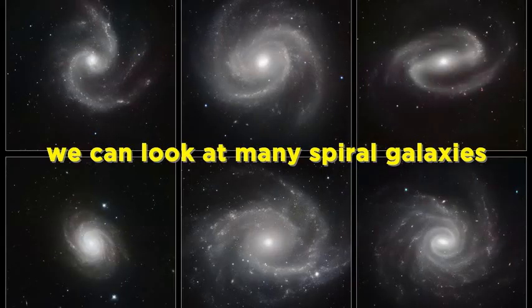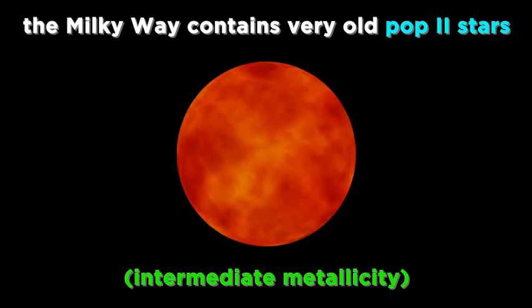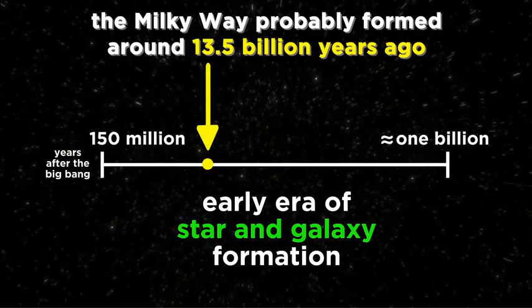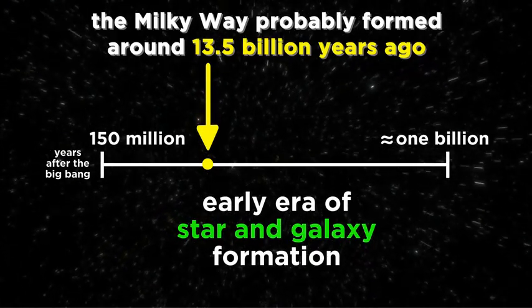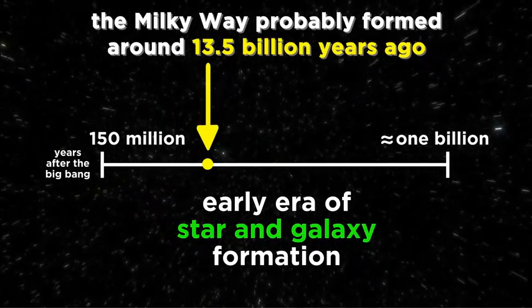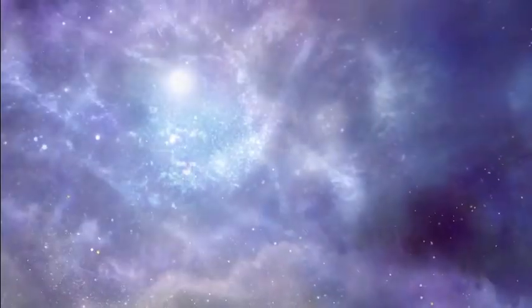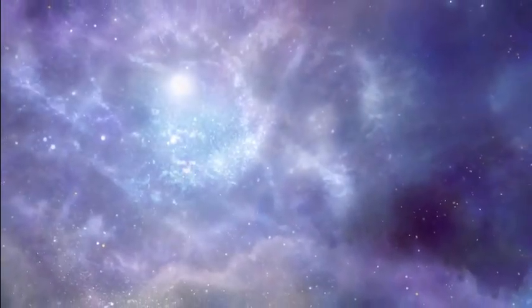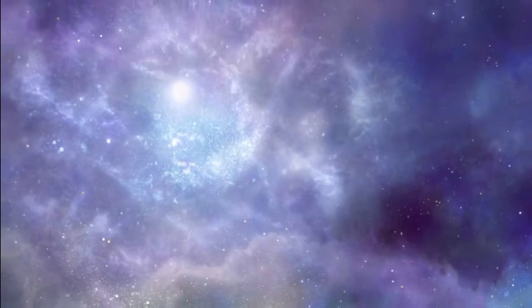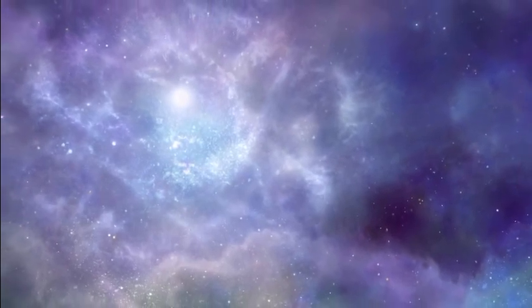This is all typical among spiral galaxies, as we can observe by looking at other galaxies in our vicinity. The oldest stars we can see in the Milky Way are very old population 2 stars. So we believe the formation of the Milky Way dates back to that early era of galaxy formation, less than 1 billion years after the Big Bang, whereby a dense region of gas collected to form a system of gravitationally bound stars.